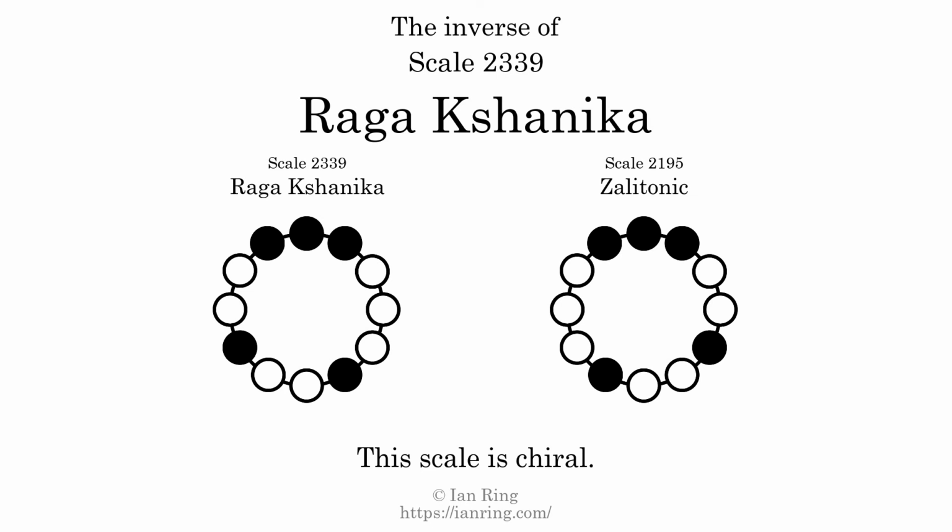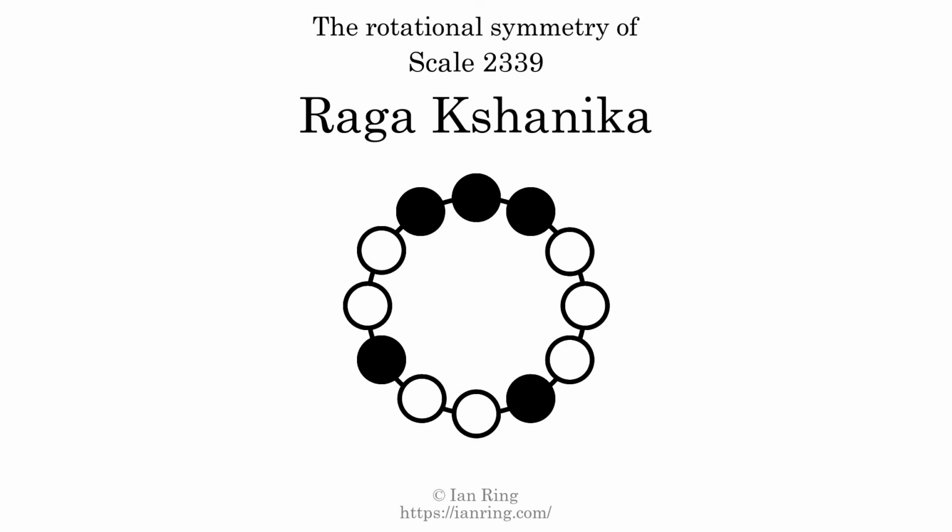The inverse of a scale is a mirror image. It is what you get when the sequence of intervals is reversed. The inverse of this scale is scale 2195, also known as xylotonic. This scale is chiral. It cannot transform into its inverse by rotational transformation. This scale has no rotational symmetry.